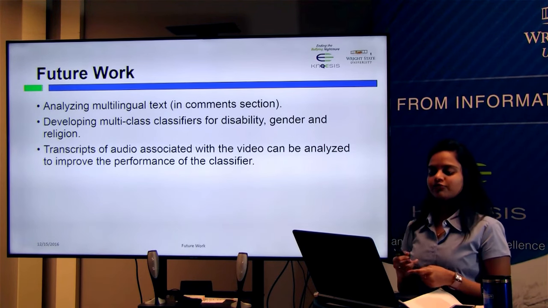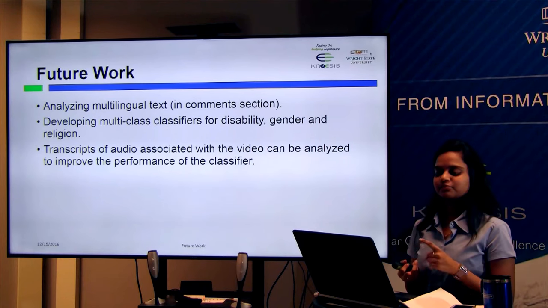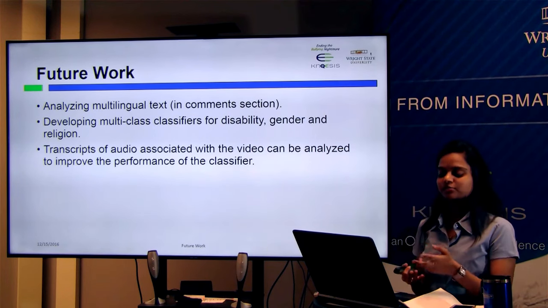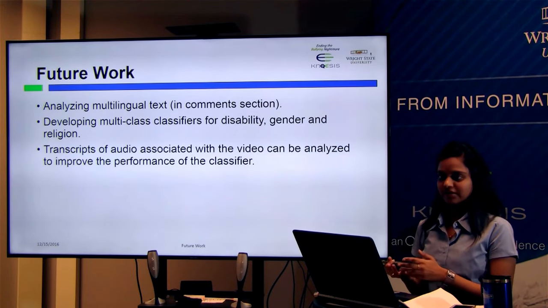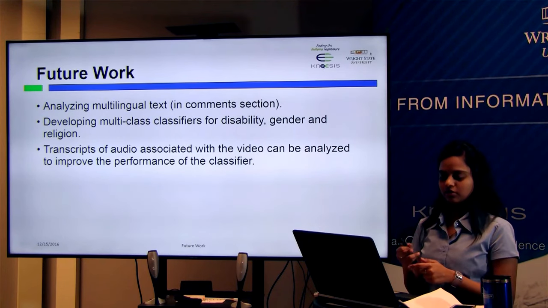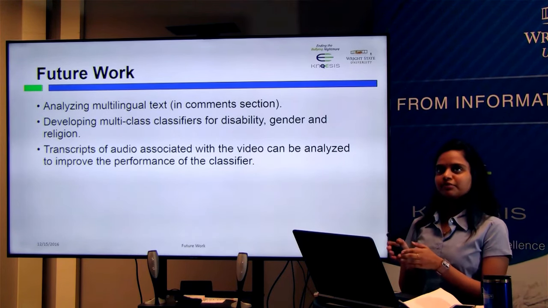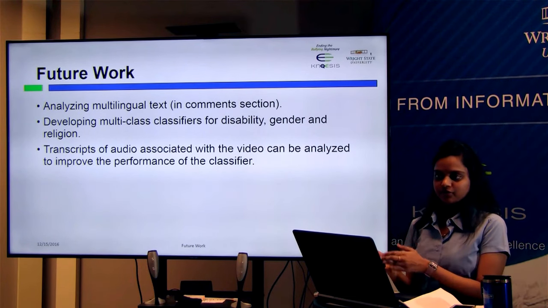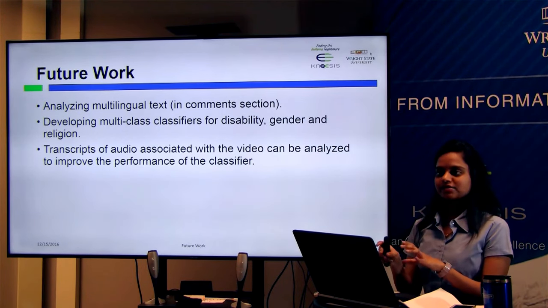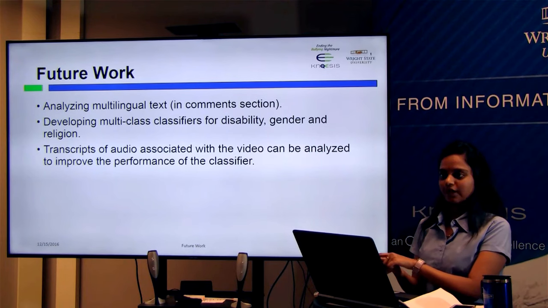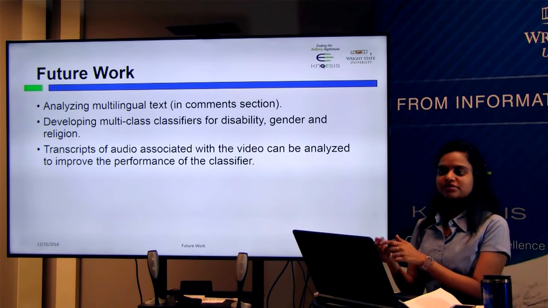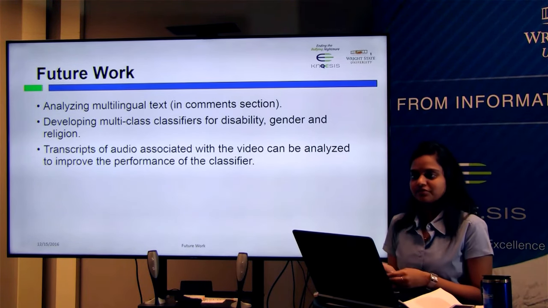And we can also use the transcripts of the videos to improve the performance of the classifier, but this is again expensive because we need to process the videos to get the transcripts. If we want transcripts, we have to again perform that processing of video, which is again expensive.